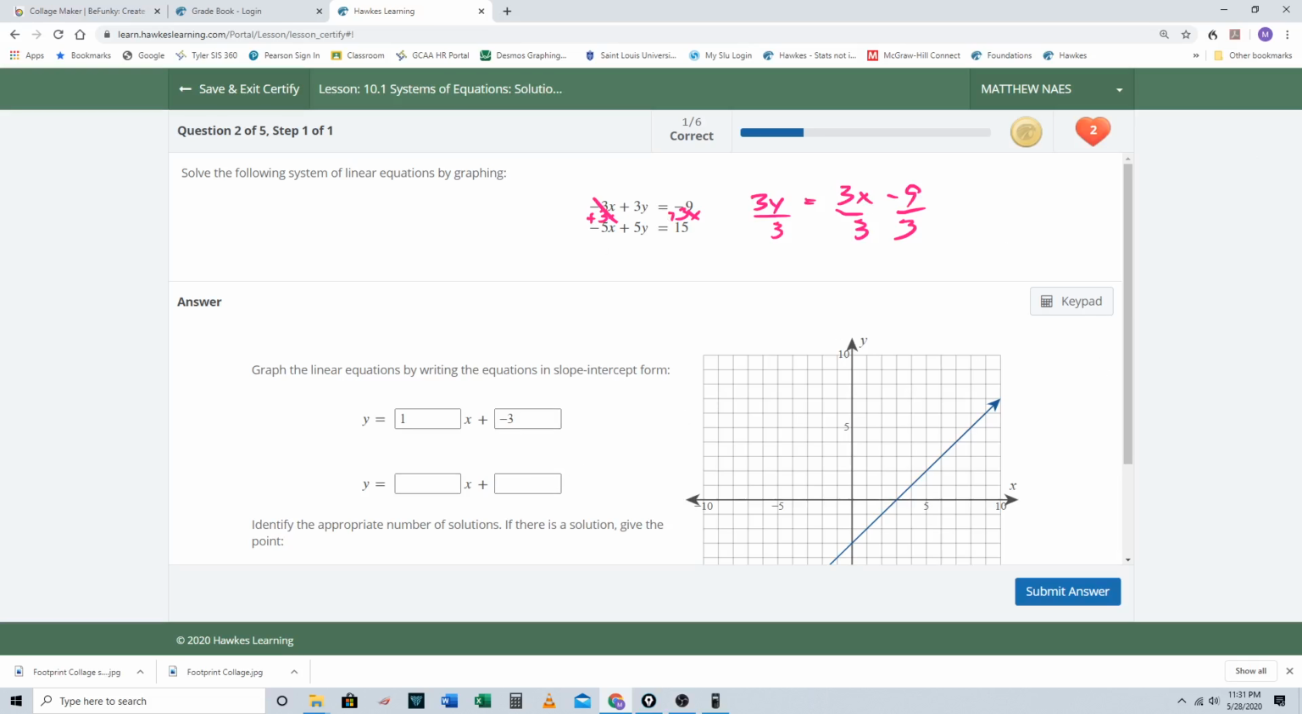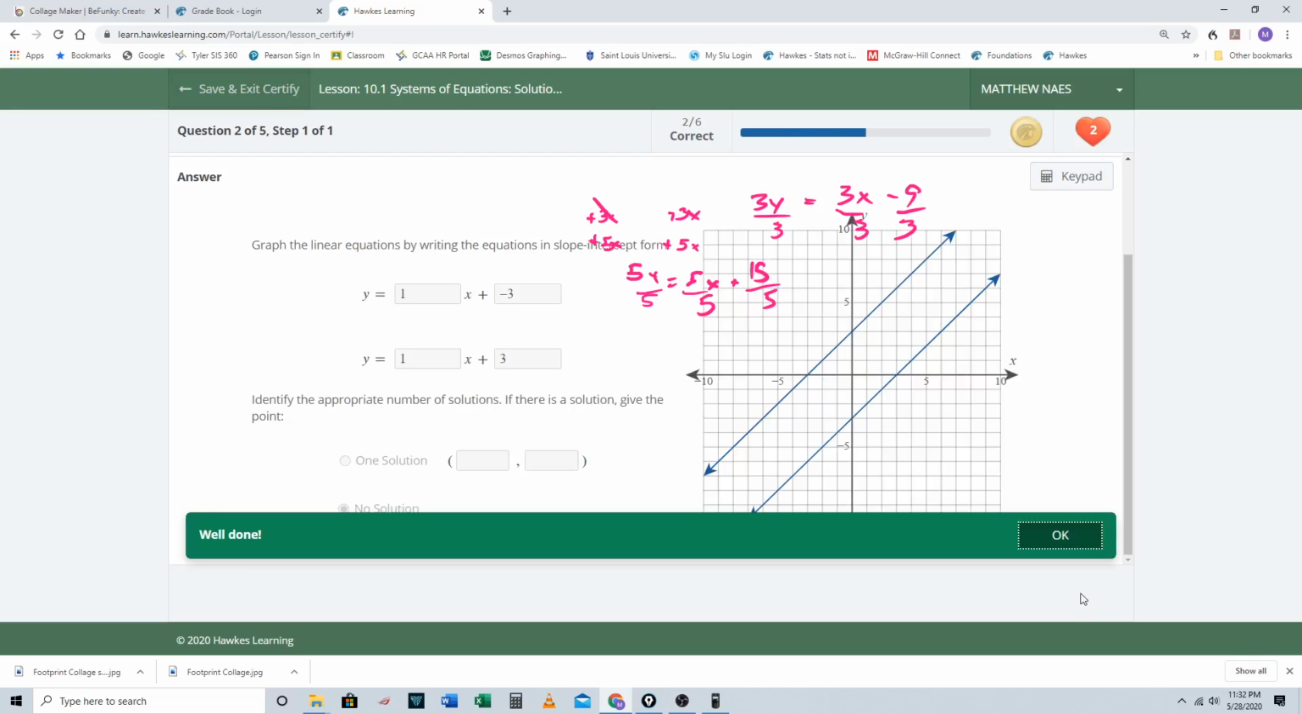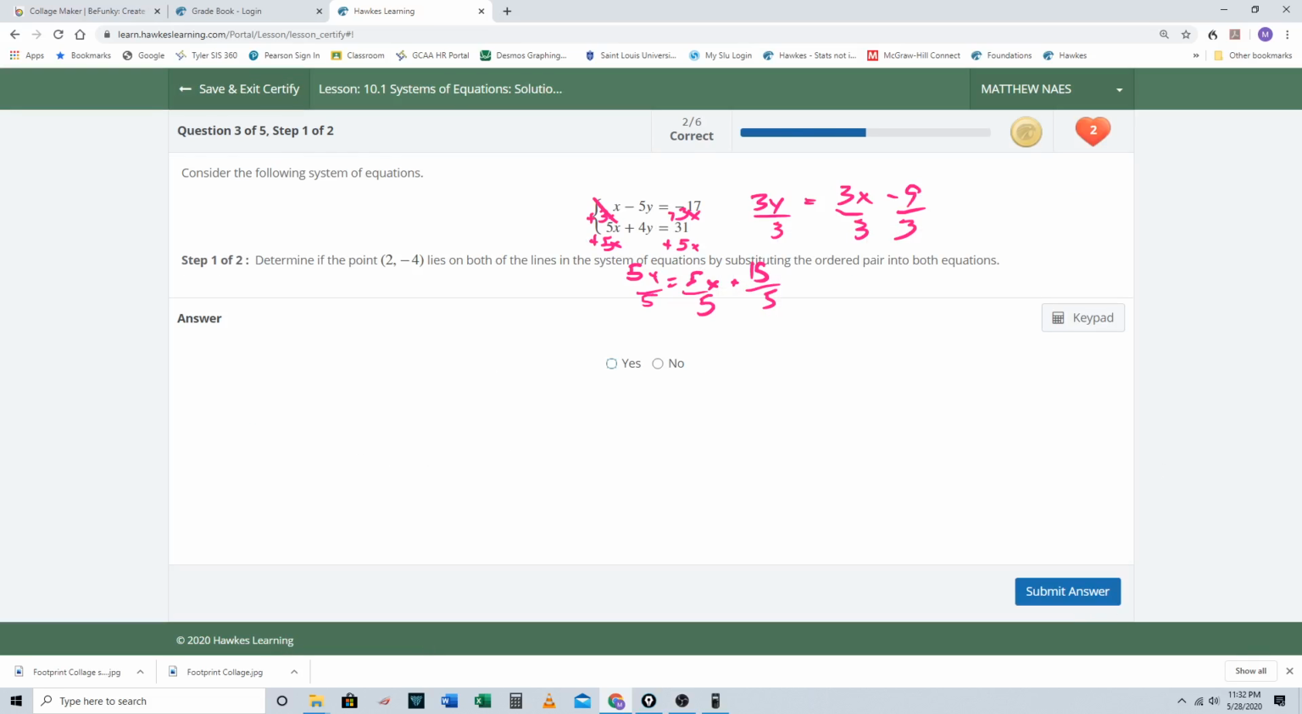All right, the same thing on the bottom. Add 5x over, get 5y equals 5x plus 15. This is positive here. 5 by 5. All right, we get 1x plus 3. So, no solution. There we go. Let's clear this.